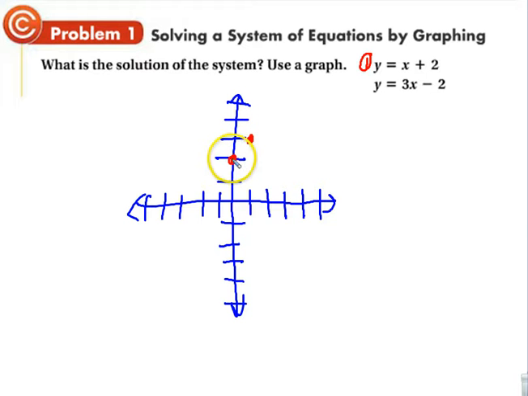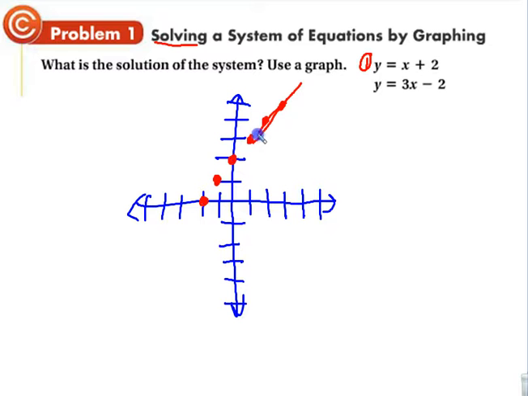Just as a suggestion, always do your slope several times. It's going to make it easier to find the location where the two lines cross. That's what we mean by solving. We're trying to find out where the lines cross. Not only can we go up one and to the right one, but we can go down one and to the left one. I think that should be good enough.